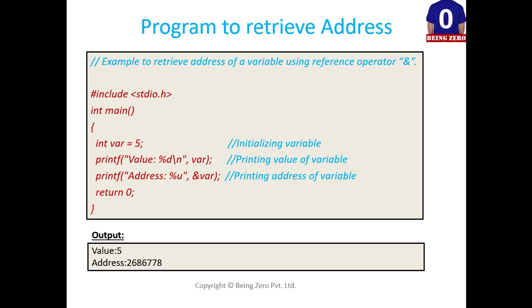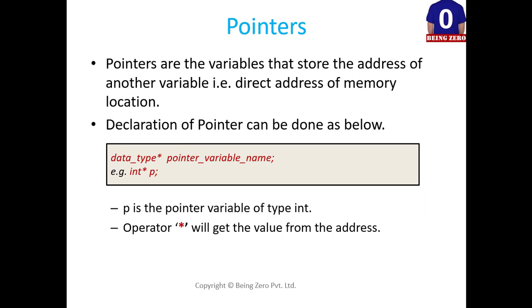Now in the next slide, let's see what pointers are. Pointers are variables that store the address of another variable, that is, the direct address of a memory location. Pointers can be declared as mentioned below. For example, int *p, where p is a pointer variable of type int, and the operator * will get the value from the address.